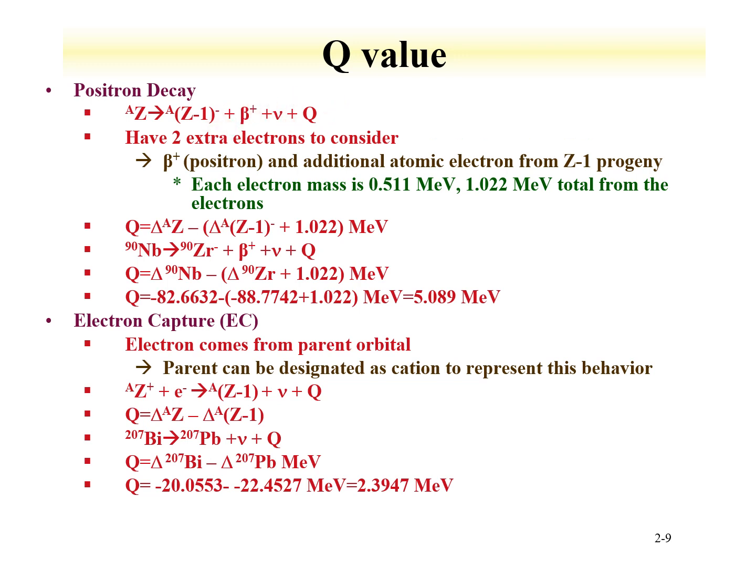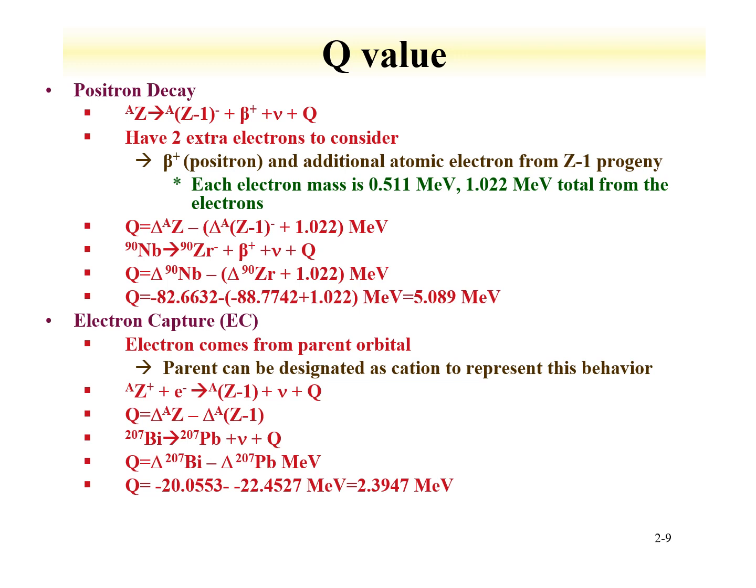So let's consider the Q value. Now, fundamentally, we have two extra electrons to consider. I have this atom that decays. I've taken a proton and converted it to a neutron. So this atom has an excess electron. This positron that comes out, we'll also treat as an electron. So we have two extra electrons to consider: the positron and an additional electron from the daughter. The mass of each electron is 0.511 MeV. So we need to consider this term, 1.022 MeV total from the electrons.